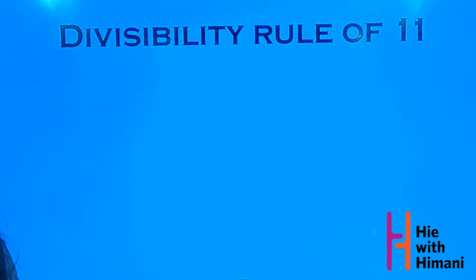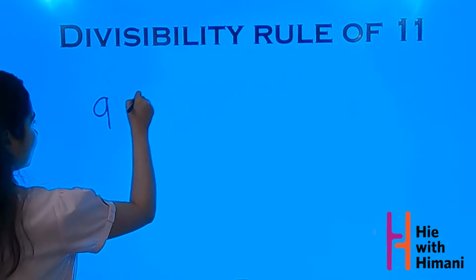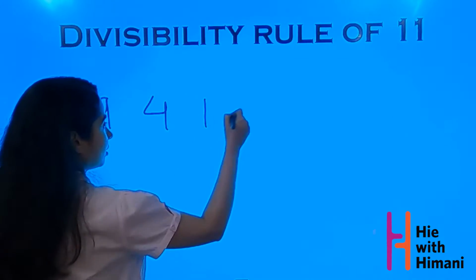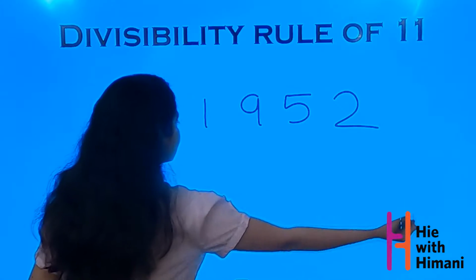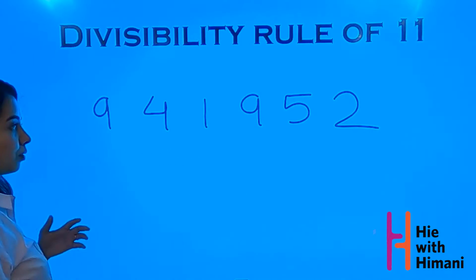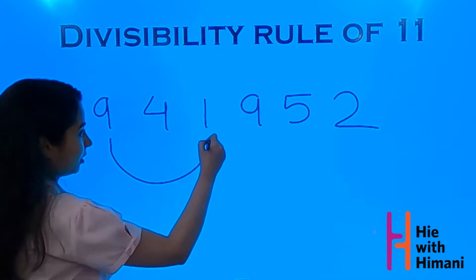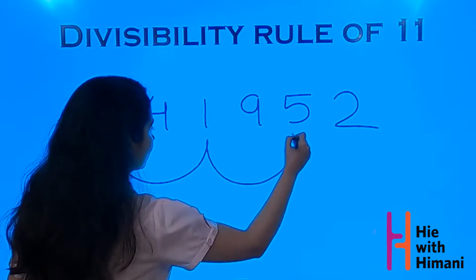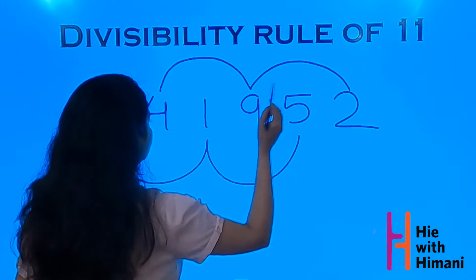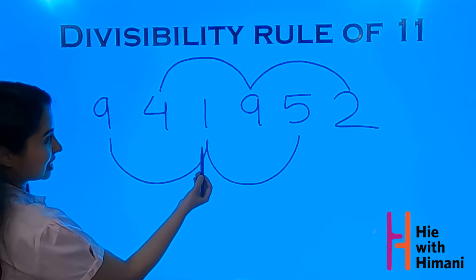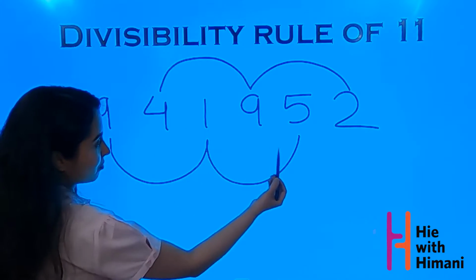Suppose the number is 94195. If this is the number, what I'll do is add 9 plus 1 and then plus 5, and then I'll add this 4 plus 9 and 2. So 9 plus 1 is 10, and 10 plus 5 is 15.